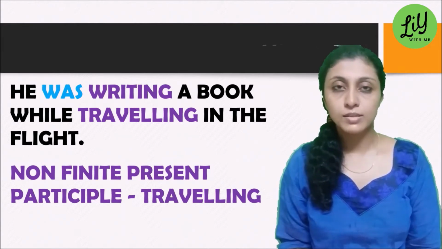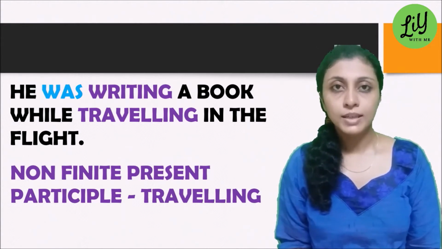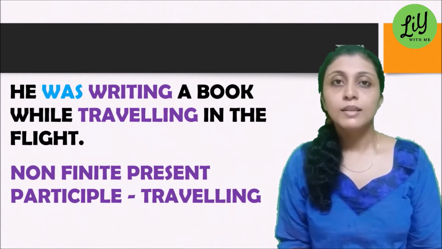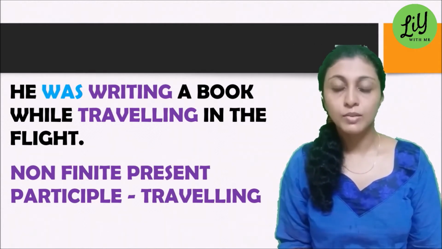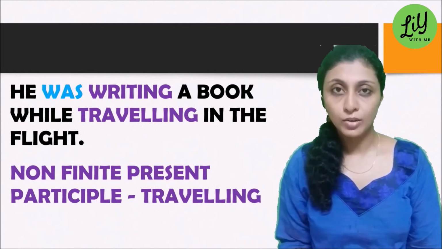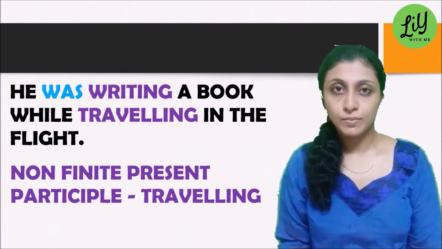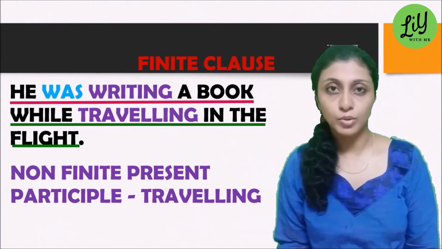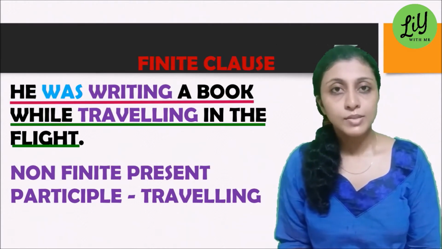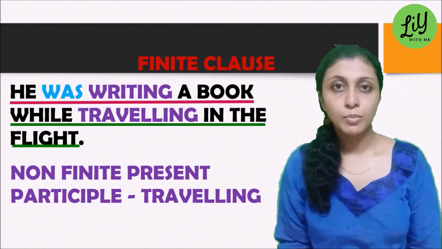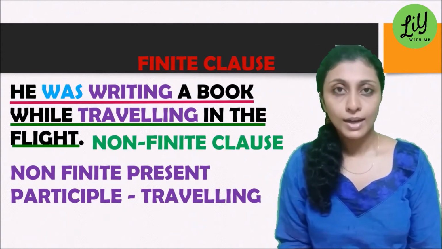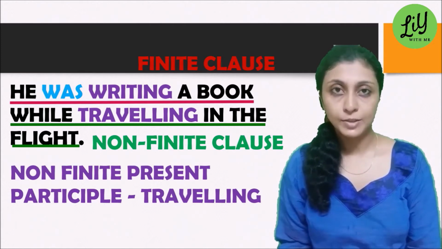So was is the finite part, writing is a non-finite verb, and since we have got the head word which is was in this particular clause, we can say that this is a finite clause, which is he was writing a book. Whereas the rest of the sentence, which is the subordinate clause, which is while traveling in the flight.